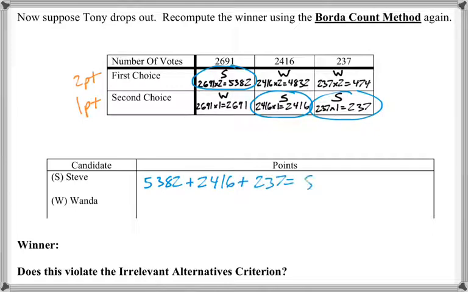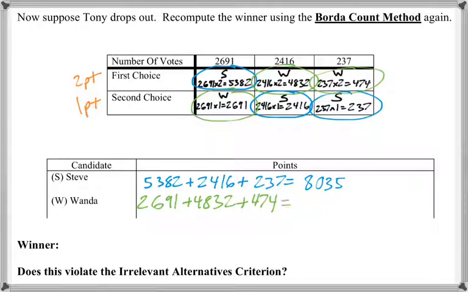Steve is getting 8,035 total points. And Wanda is getting 7,997 total points. So the winner is Steve.